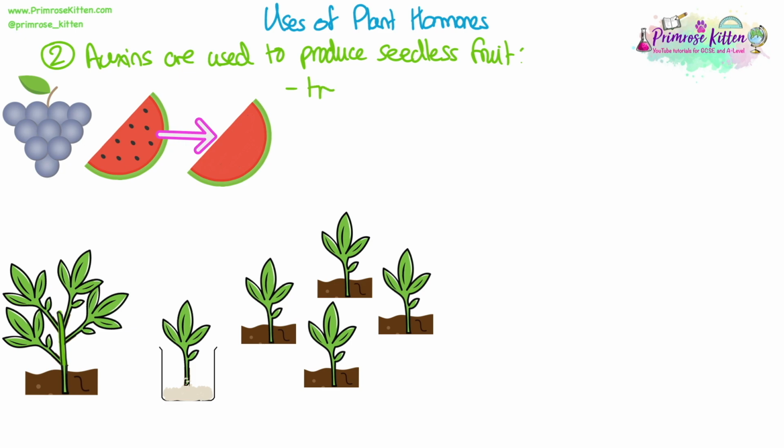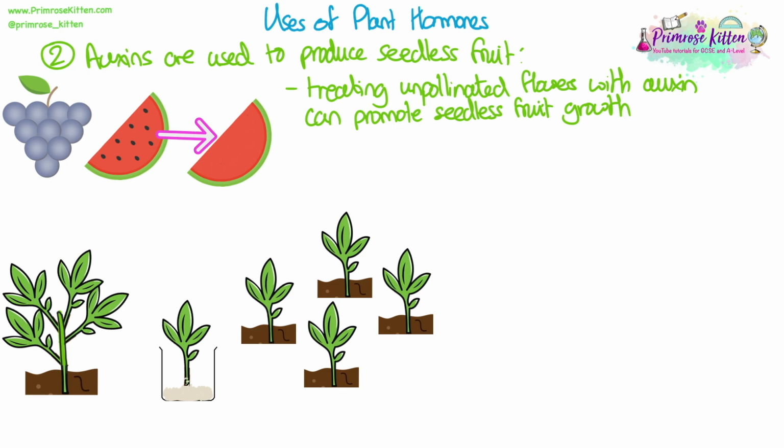Auxins are used to produce seedless fruit. Treating unpollinated flowers with auxins can promote seedless fruit growth.